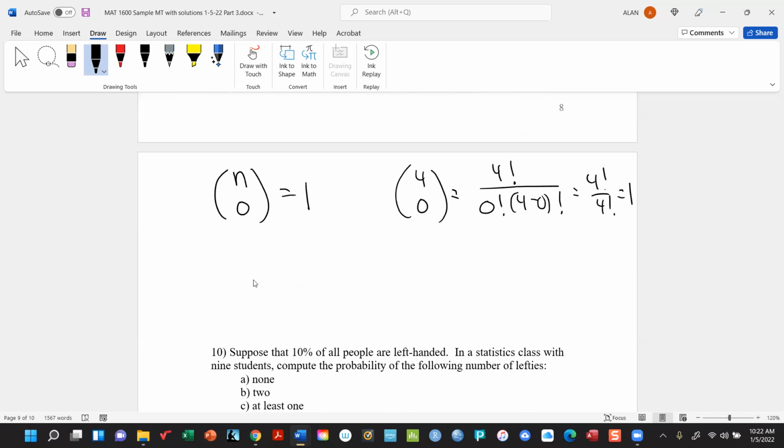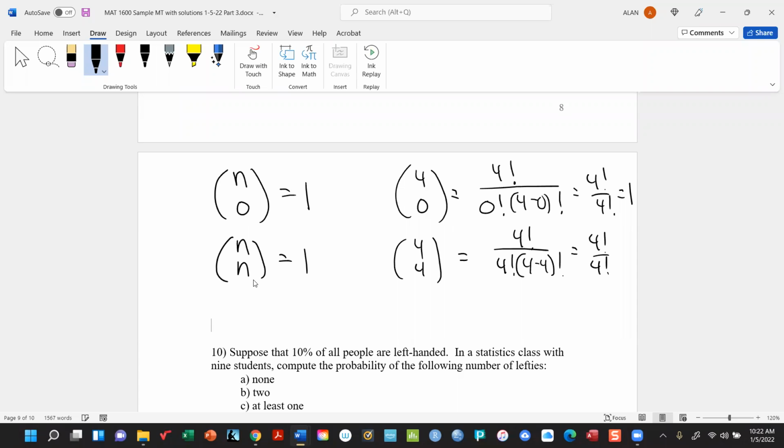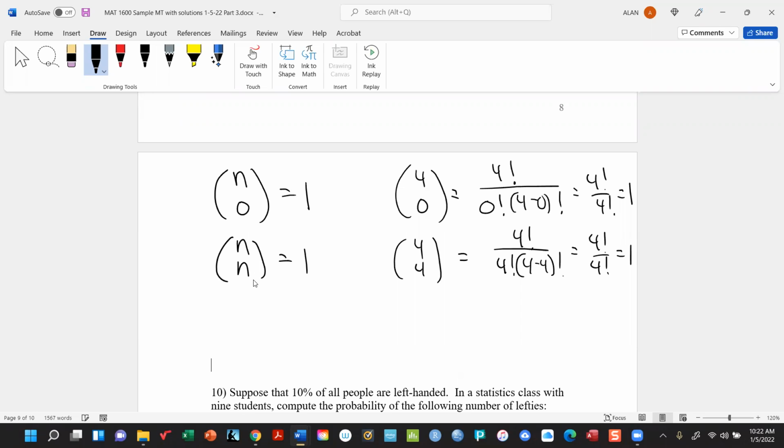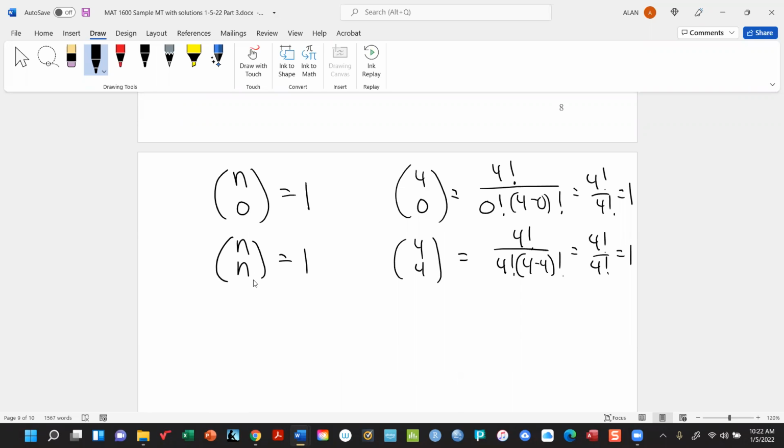Now for this one, we have the same thing. If we were asked to pick 4 M&Ms out of 4, you're also going to get 1. And then here's another nice simplifying case. For example, if I was asked to pick 1 M&M, a purple M&M, there will be 4 ways of doing this.